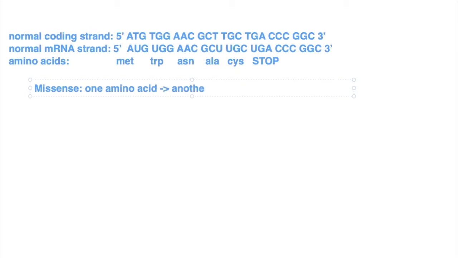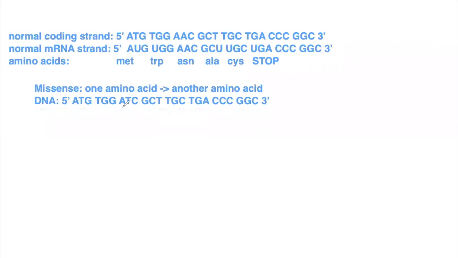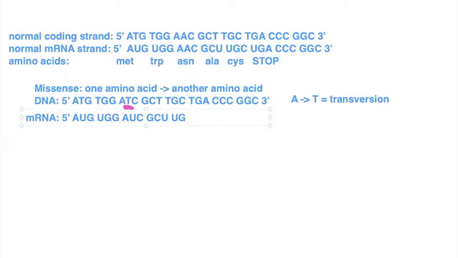There are many effects a point mutation can have. The first type of point mutation is a missense. This is when the mutation changes the amino acid that is coded for. For example, if the DNA sequence is changed to this, or an A is changed to a T, this would be considered a transversion, and the translated sequence would be this.